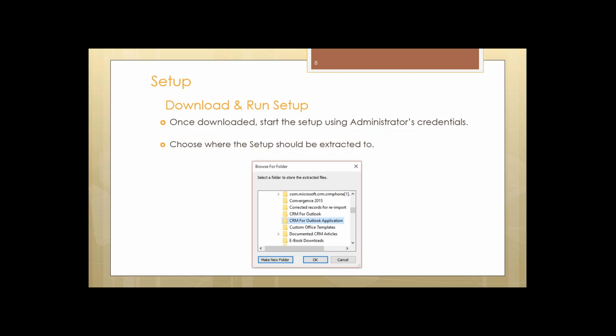So you need to download and run the setup. Once you get the download file from the browser screenshot that I shared in my previous slides, you need to run the setup. You need to have administrator's credentials to do so. So typically your admin is the one who will help you set up CRM for Outlook for you. While starting the setup, you will be asked to choose a folder where you would like CRM for Outlook to extract the required files. You can make a new folder and just name it something like CRM for Outlook application, so it's easily identified.